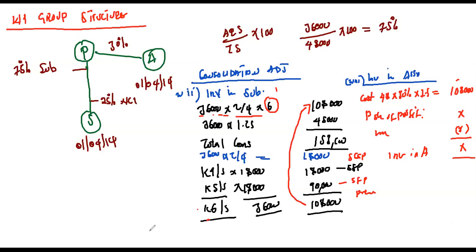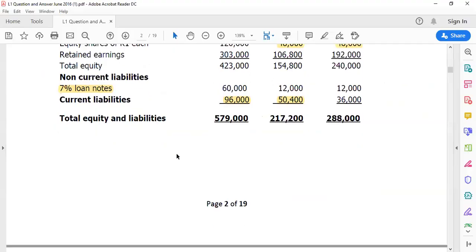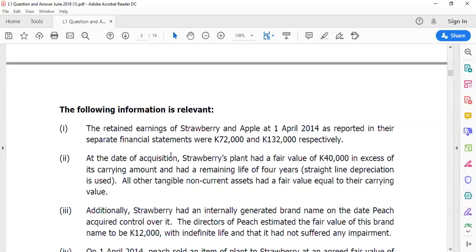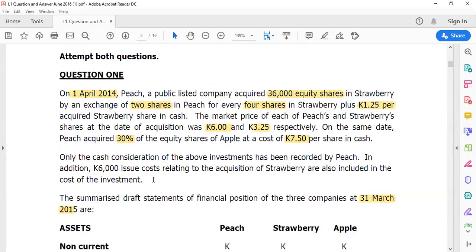So let's go to the other items that we need to look at. Remember, go to note number 1. Is there something else we need to see? Okay, there we go. You see, we've been told that only the cash consideration of the above investments has been recorded by Fitch. So they are telling you this one was recorded, but the share exchange was not recorded. So they need you to work it out.